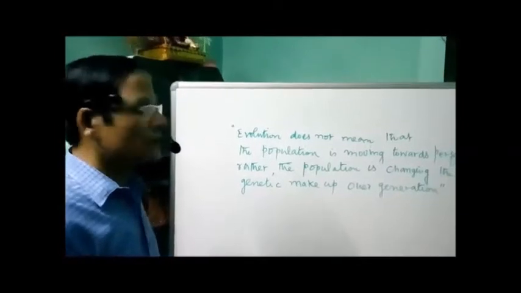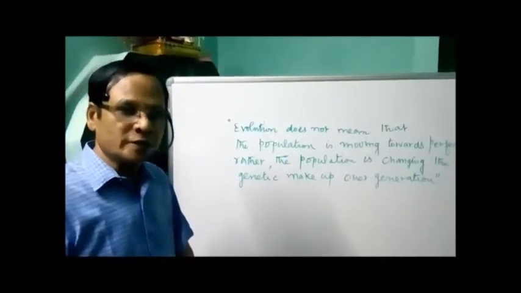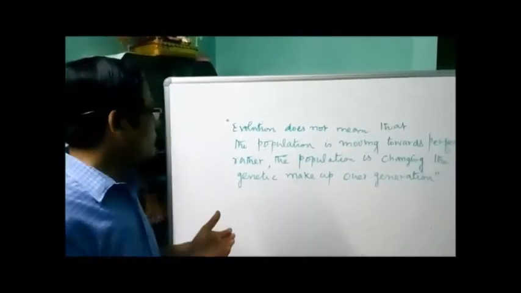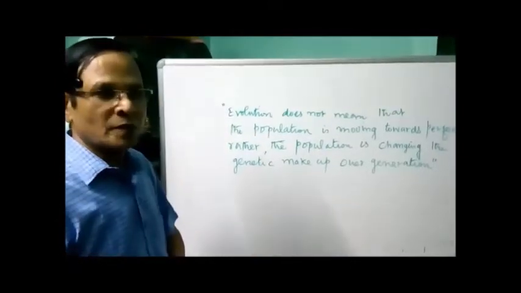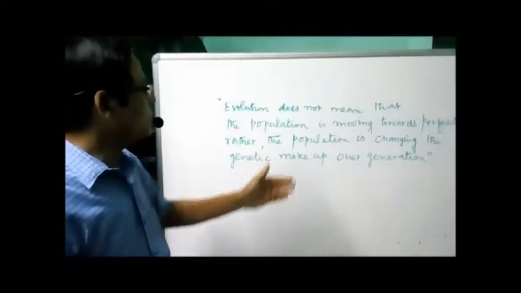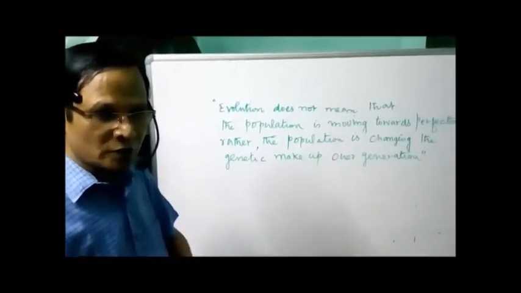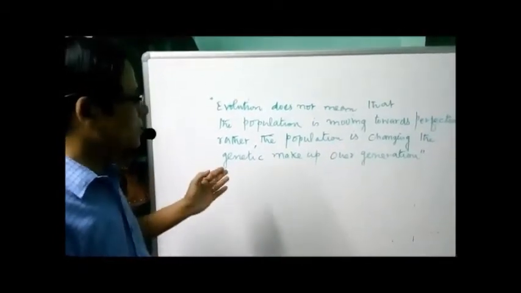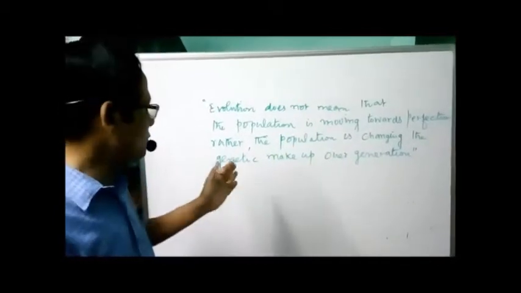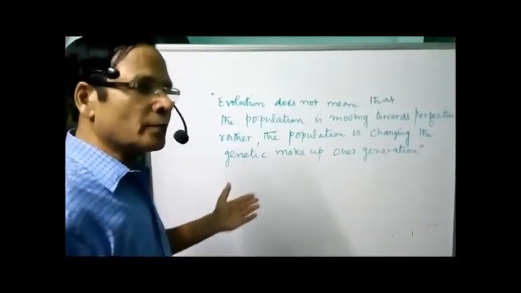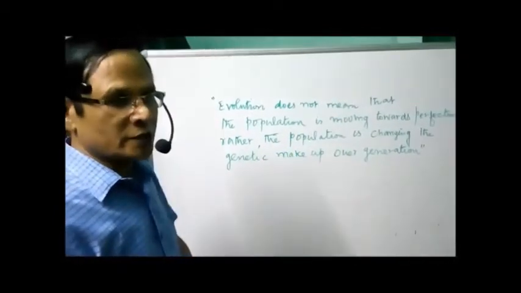If you are studying evolution in terms of population genetics, we have that one statement. Evolution does not mean that the population is moving towards perfection. Rather, the population is changing its genotype, or genetic makeup, over generations.